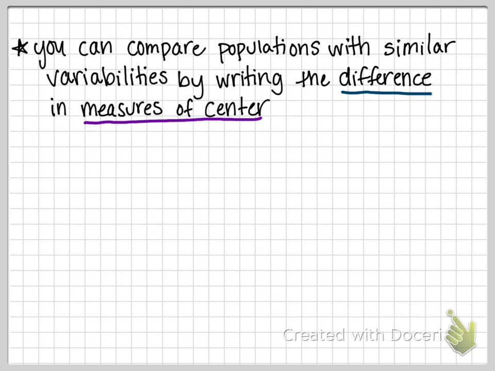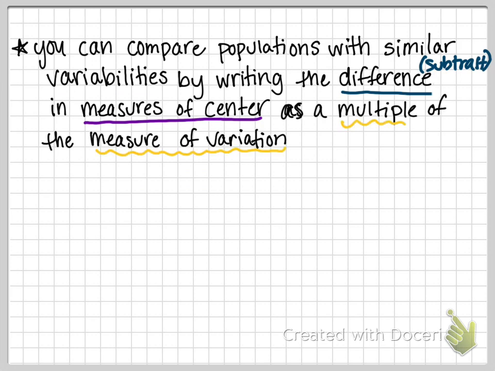All right, you can compare populations with similar variabilities by writing the difference in measures of center. So difference, remember, means subtract. So we're going to subtract the measures of center, and then we can write it as a multiple of the measure of variation. So I'll show you how to do this. The little formula that we can use is first we'll find the measures of center. So we have to look at the distribution. We'll either subtract the means or we'll subtract the medians. And then we'll divide by the mean absolute deviation or by the IQR, depending on which one we're using.